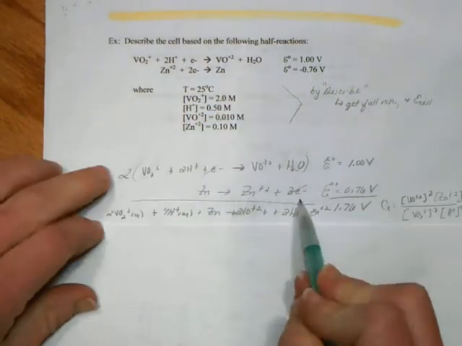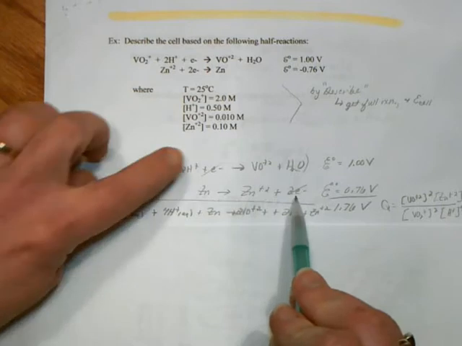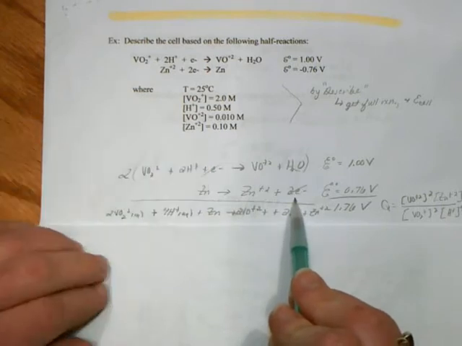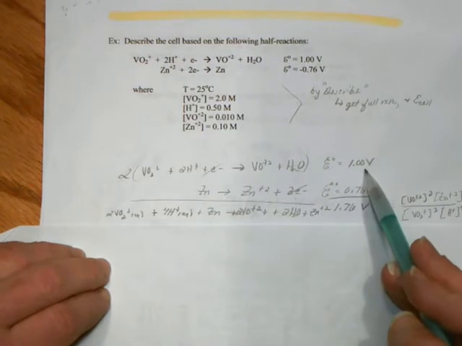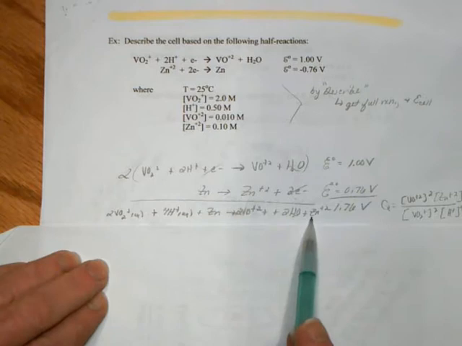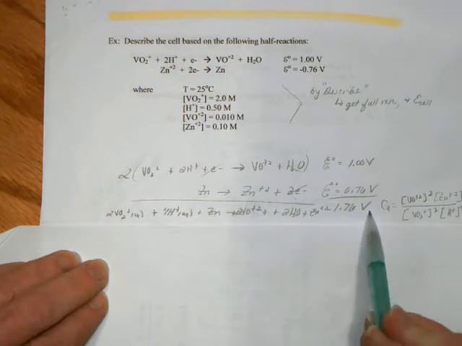We need to multiply through the top equation by 2 to make sure that the number of electrons are the same, but now our n value is going to be 2 moles. But remember, when we multiply through, we do not change our value of E naught. We then get this as our balanced equation, and then your E naught of your cell is this.